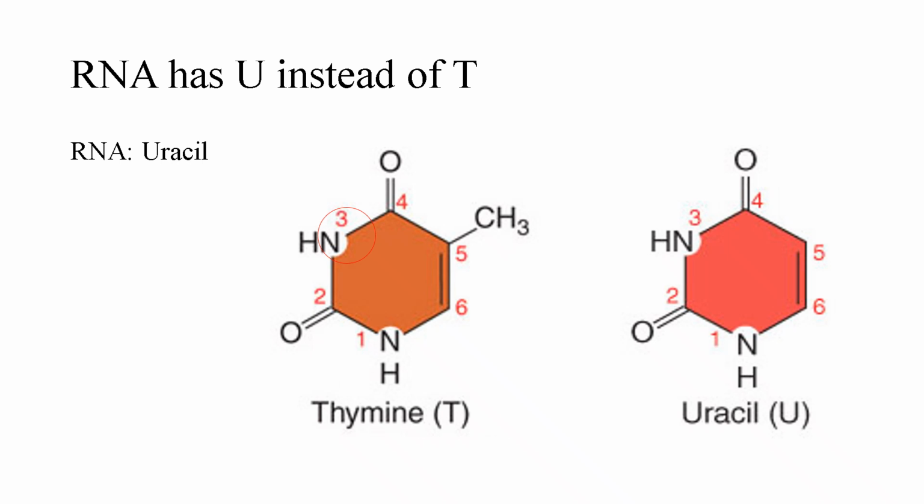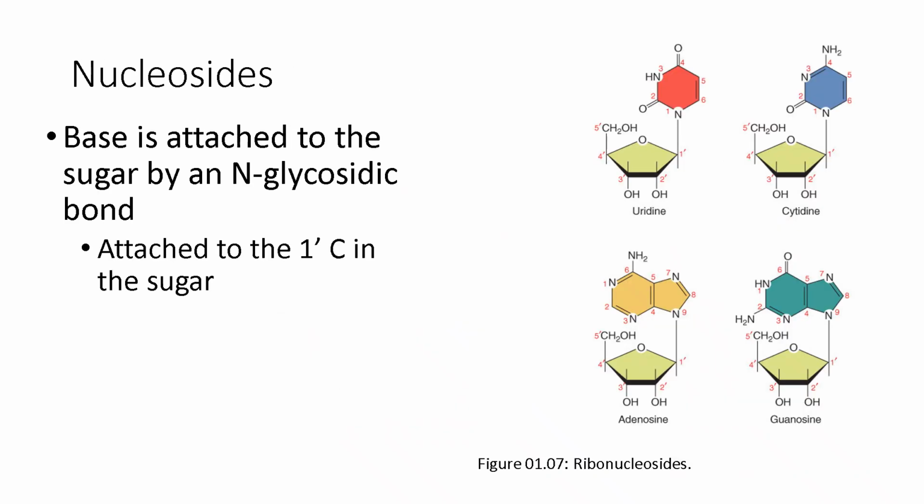A major difference between RNA and DNA is that RNA uses uracil in place of thymine. Uracil pairs with adenine during transcription. This substitution, along with the use of ribose sugar, makes RNA chemically different and more versatile in cellular functions like protein synthesis and regulation. A nucleoside consists of a nitrogenous base bonded to a sugar molecule, either ribose or deoxyribose.